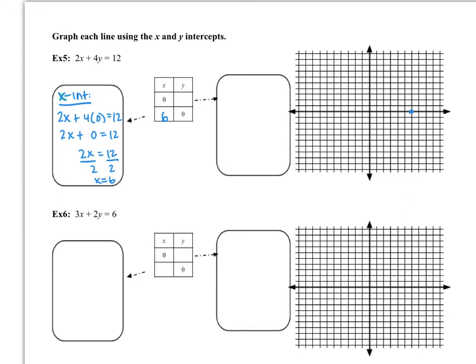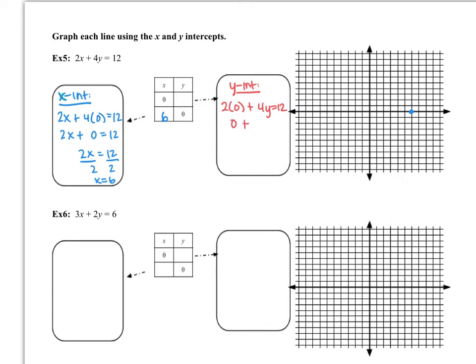Now I'm going to do the same thing, but for my y-intercept, which means that I'm changing x to 0. And so in my equation, 2 times, I'm going to swap out x and replace it with 0. So 2 times 0 plus 4 times y equals 12. I'm doing that same equation that I see up here.